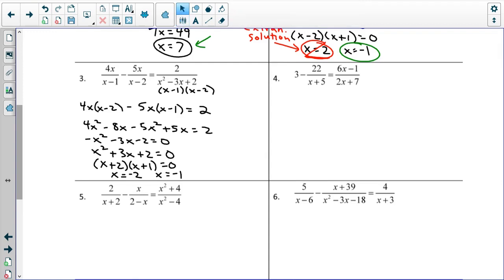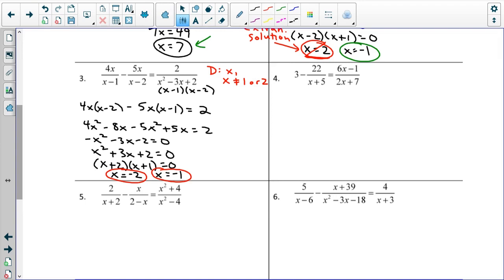Once again, I forgot to state the domain. It's not a really good habit to continually forget to state the domain, so your teacher is modeling poor behavior here. So the domain is all x's except x cannot equal 1 or 2. Well, the good news is x equals negative 2 and x equals negative 1. Neither of those is excluded from the domain, so both of those are acceptable answers.